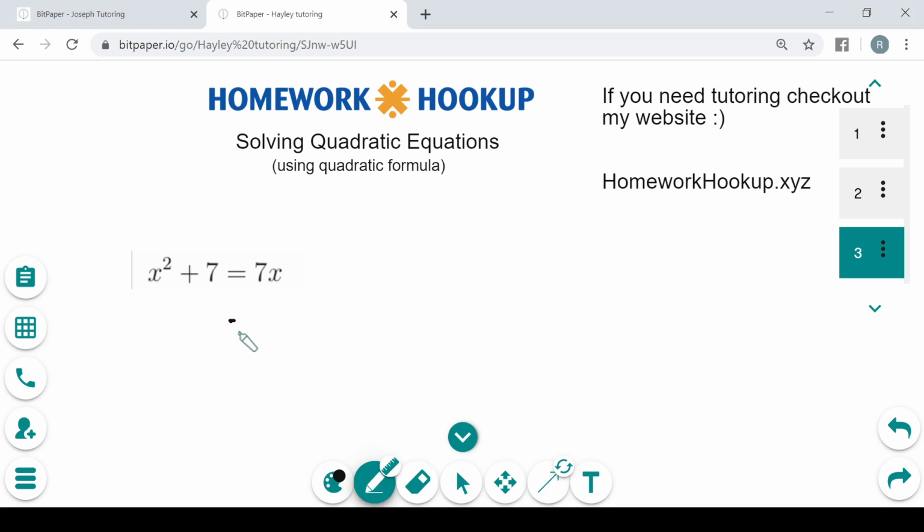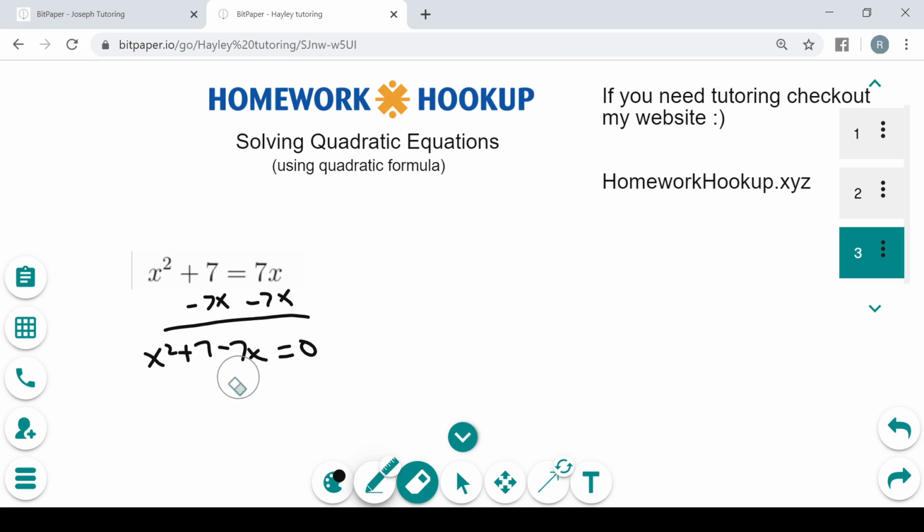Anyway, before we can do that, we've got to do a couple things. Okay, first thing we have to do is we want all of our terms on one side. So this 7x, I'm going to subtract 7x on both sides. So then what I get is x squared plus 7 minus 7x equals 0. That's what you want. You want that equals 0 on the other side. So x squared plus 7 minus 7x. Okay, that's a little bit better.